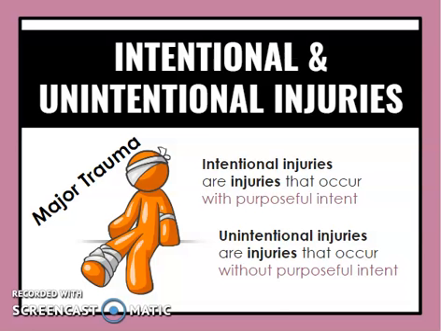Unintentional injuries are injuries that occur without purposeful intent and are a leading cause of death and disability. Most road traffic injuries, poisoning, falls, fire and burn injuries, and drowning are unintentional.